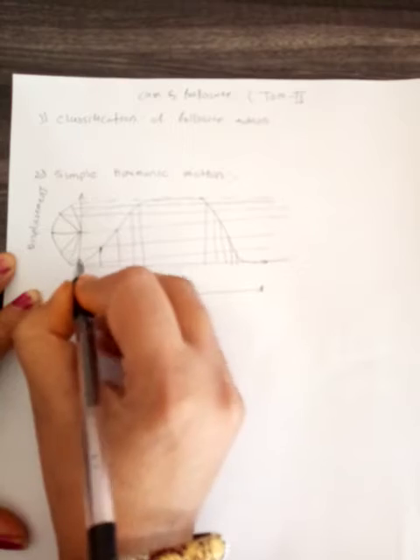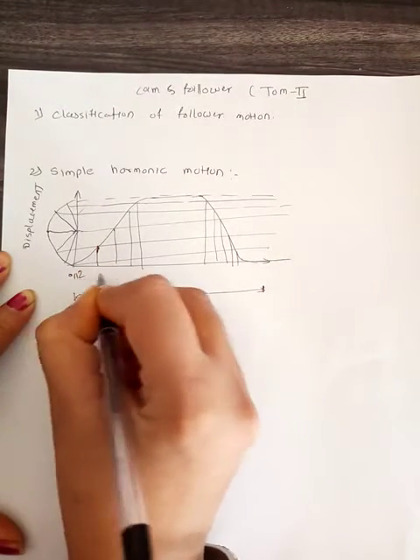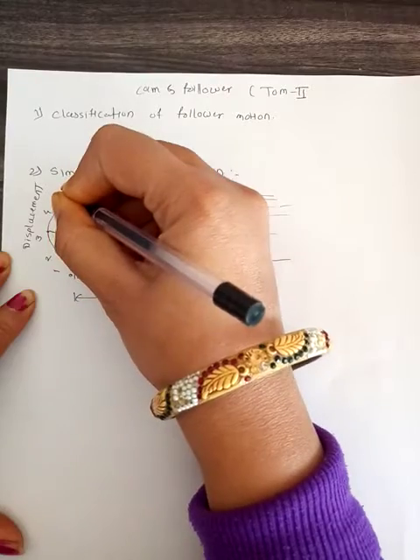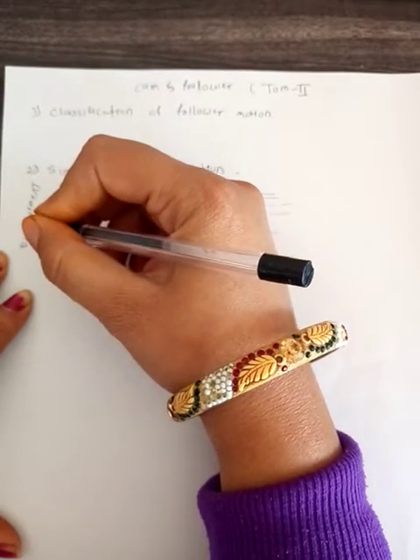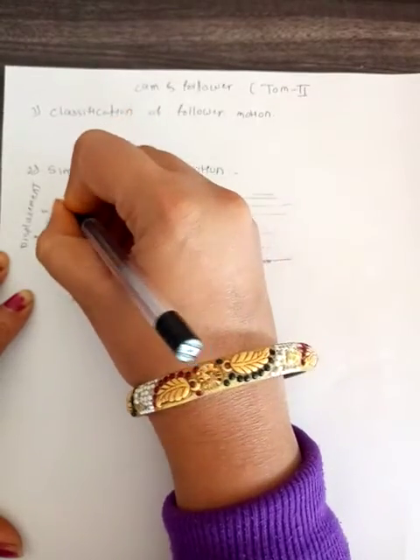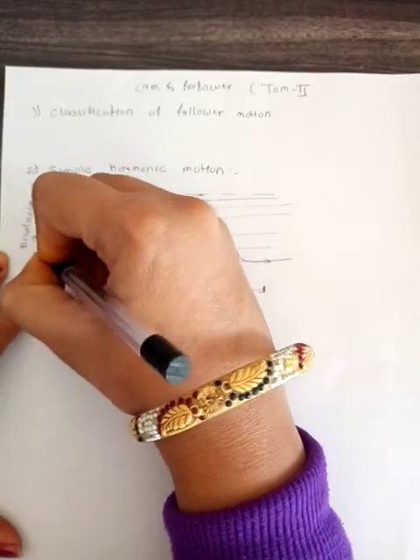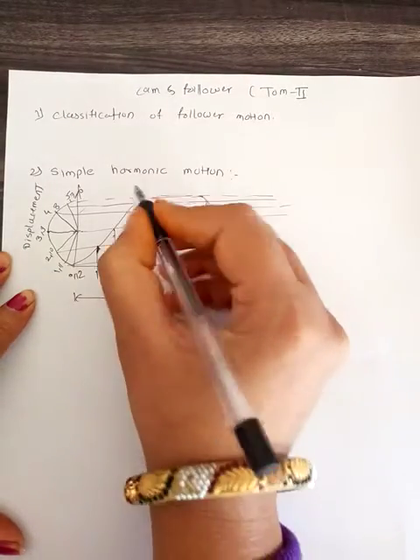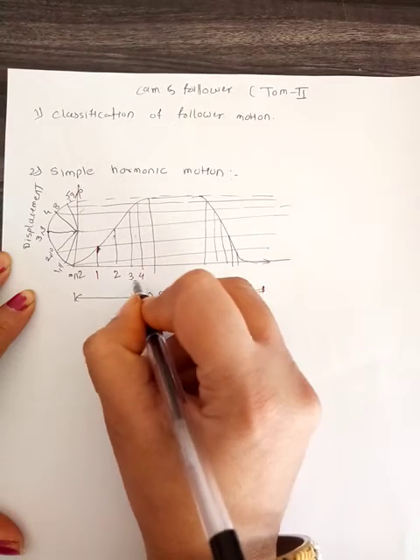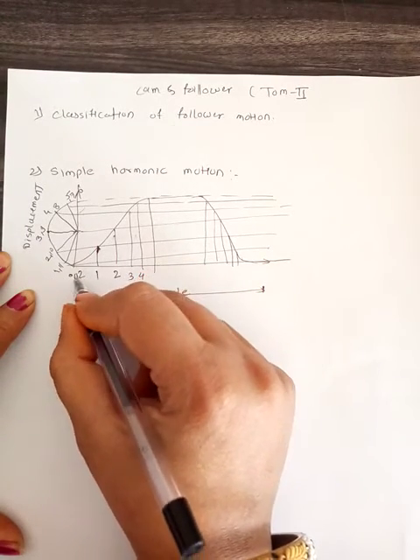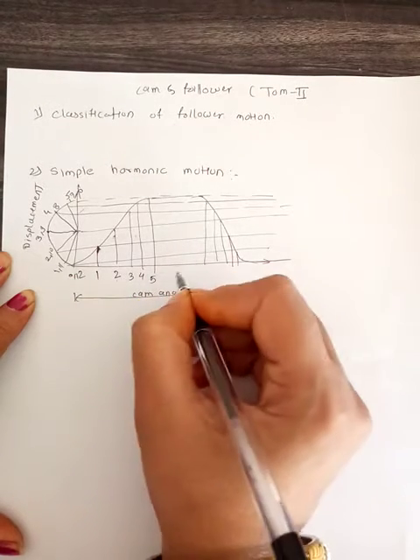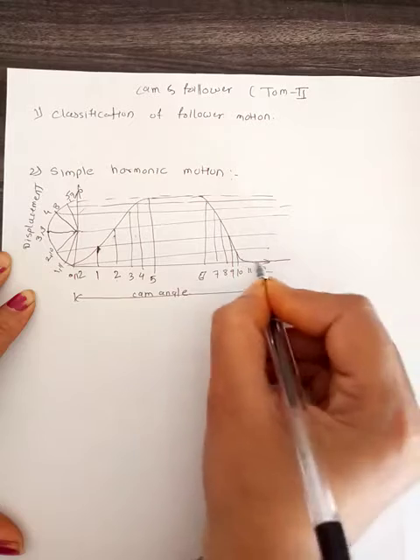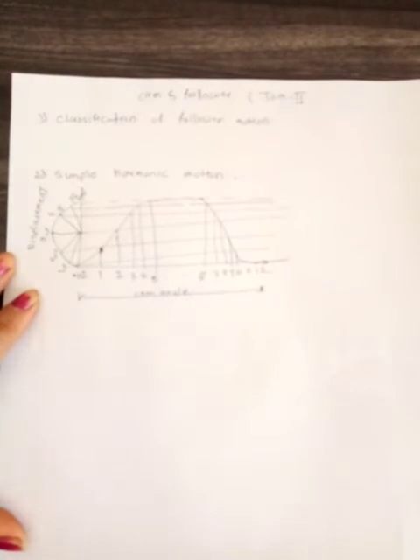The points are numbered 0, 1, 2, 3, 4, 5, 6, then 7, 8, 9, 10, 11, and then 12. This is the rough diagram of the simple harmonic motion.